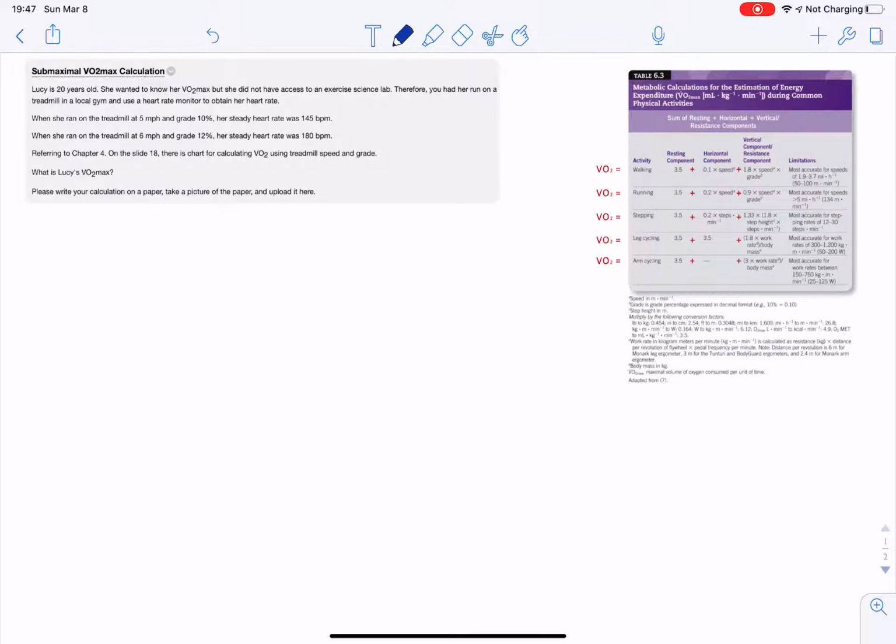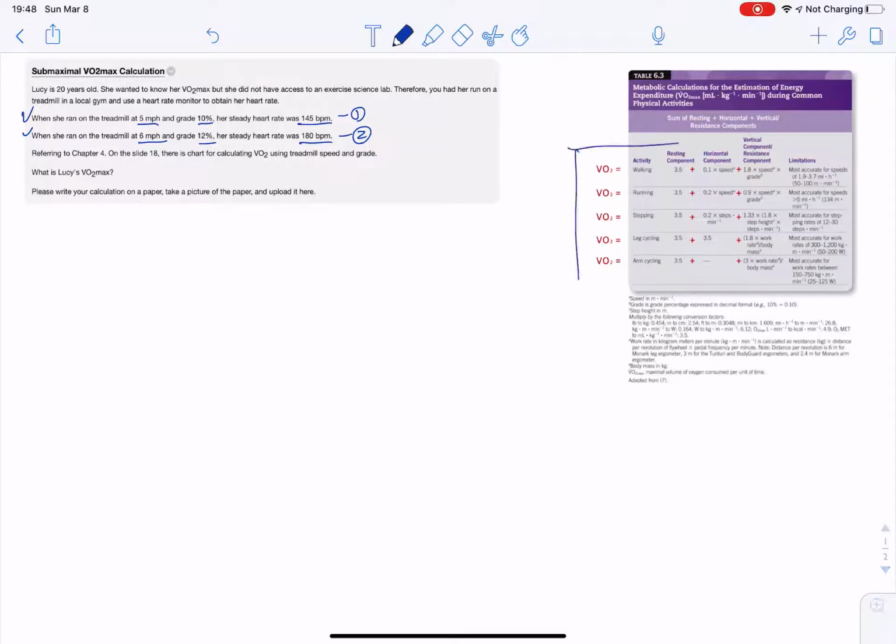In this practice, we will calculate VO2max using a submaximal VO2 test. Lucy ran on a treadmill and she got to these stages. On the first stage, she was running at 5 miles per hour at 10% grade, and her steady heart rate was 145. On the second stage, she was running at 6 miles per hour, 12% grade, and her steady heart rate was 180.